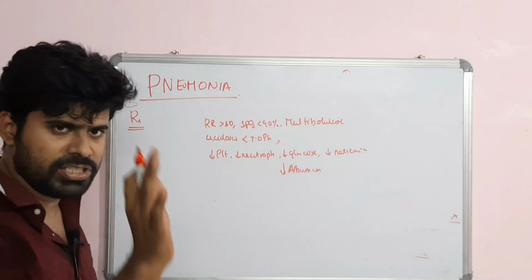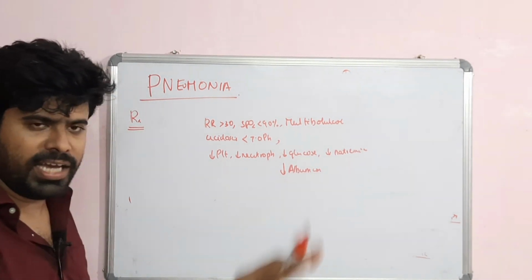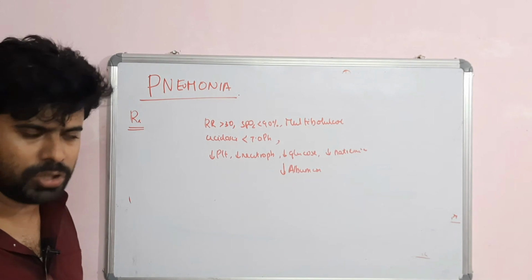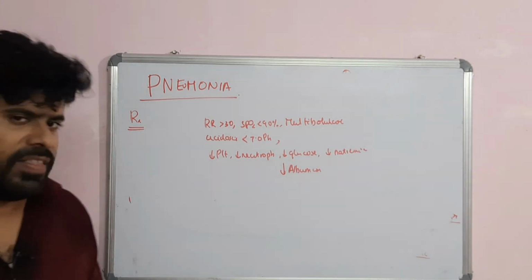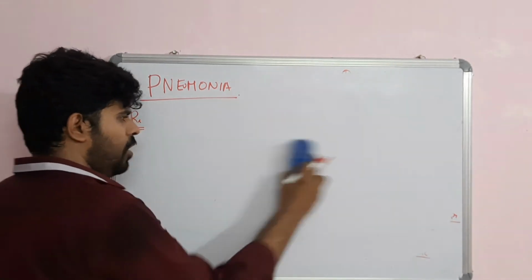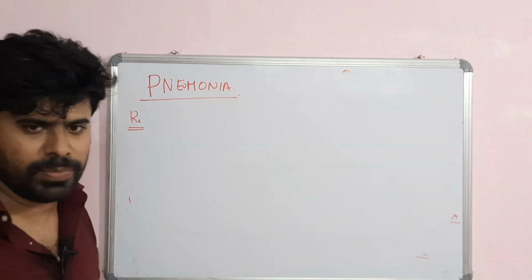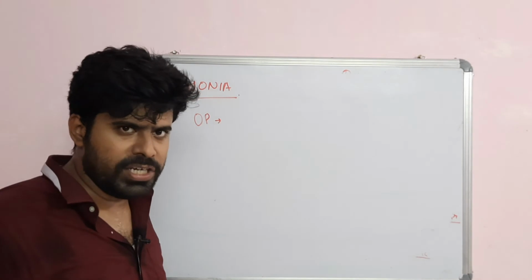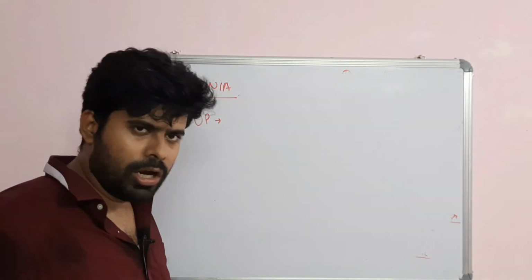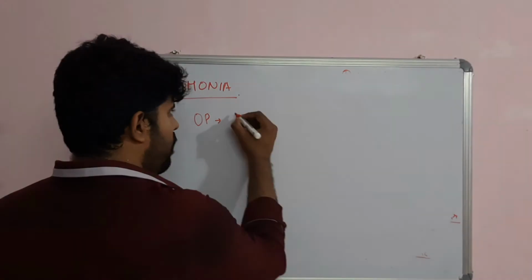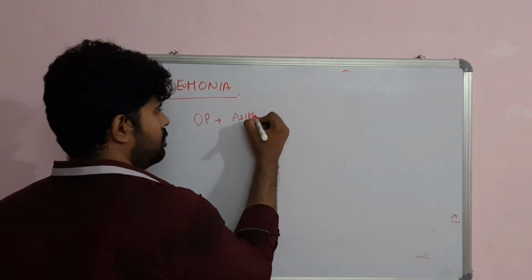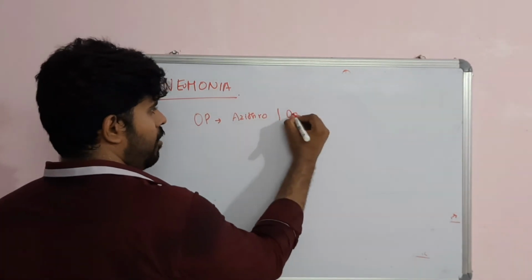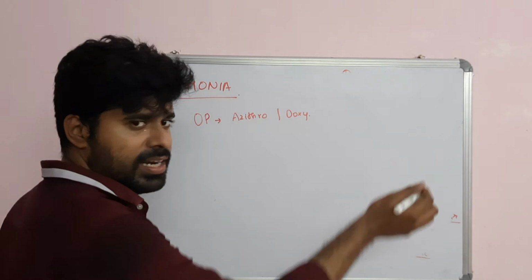A pneumonia patient with all these features has a high chance of going into respiratory failure and septic shock. So you have to treat the patient with ICU admission. Now, coming to antibiotic management, OP patients have to be managed in 2 groups. Healthy patients with no antibiotic in the past 30 days, go for azithro or a doxy. Azithro 500 OD, doxy 100 mg BD.